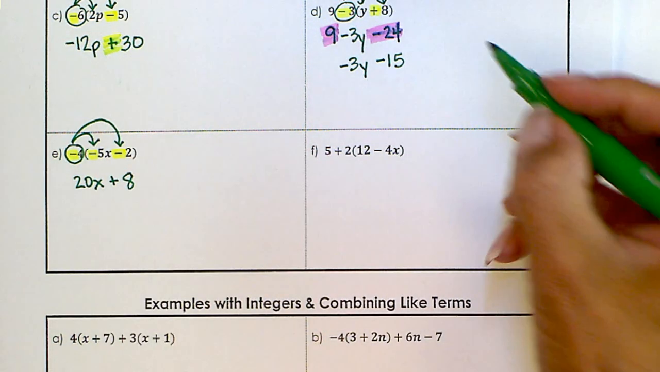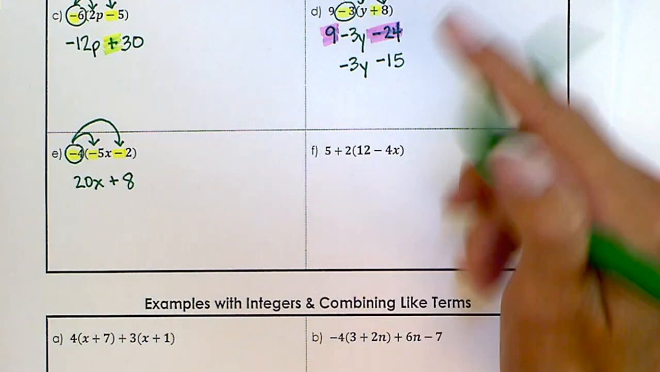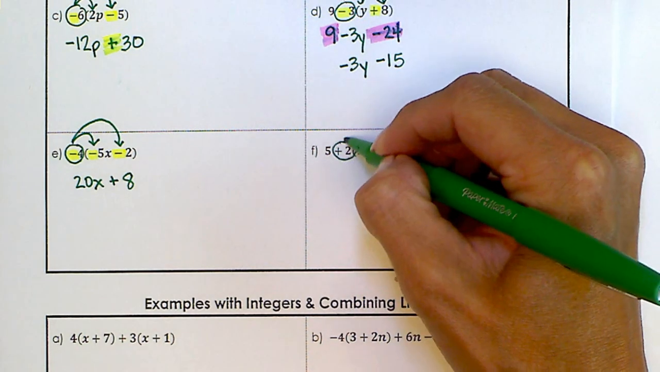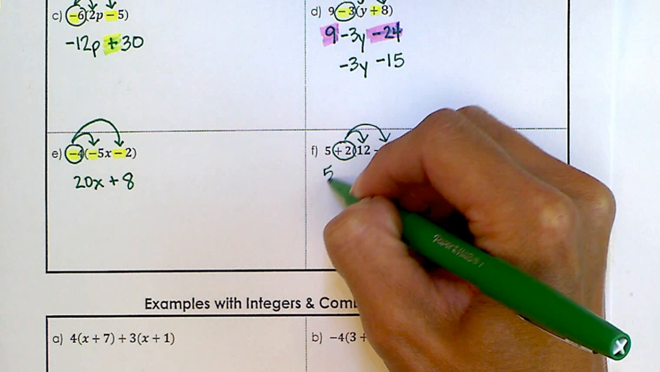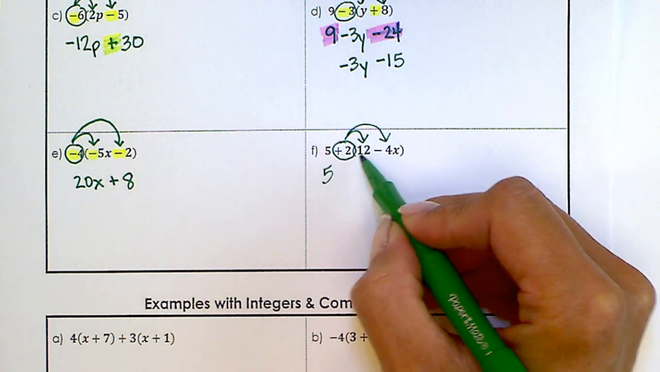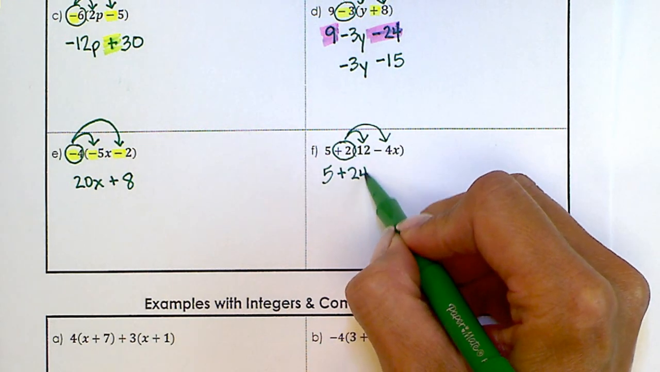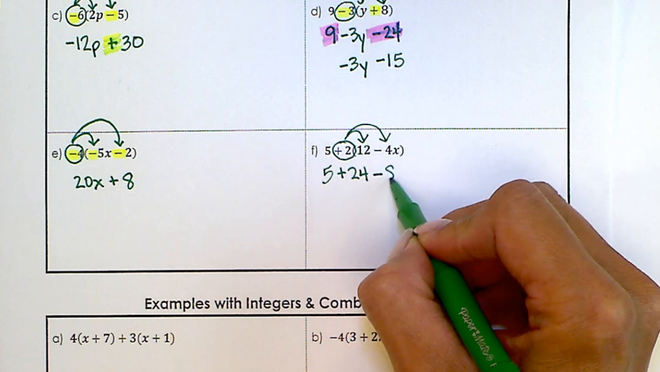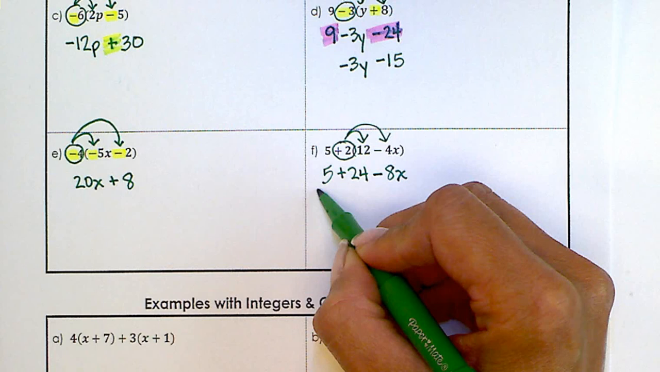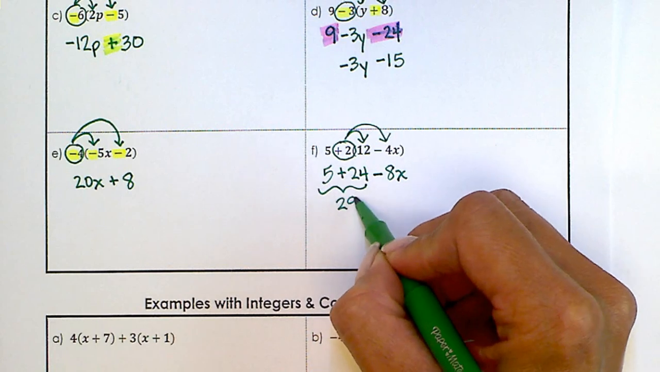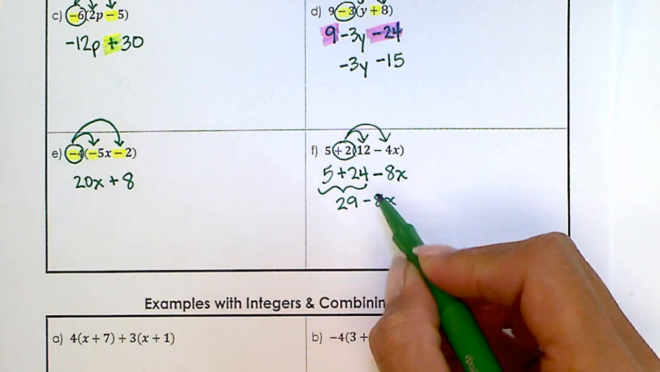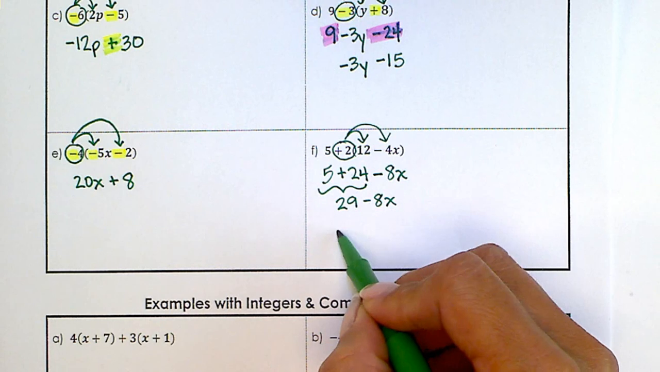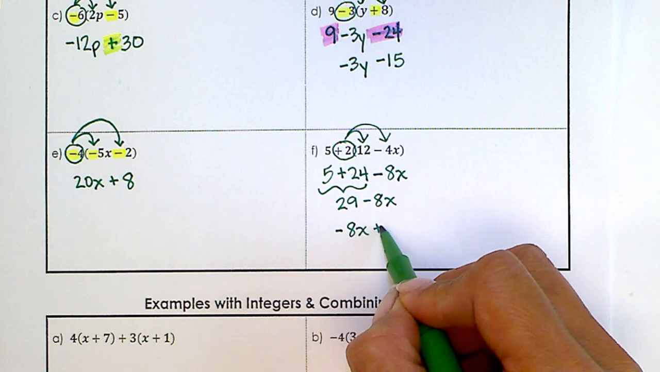Last but not least, do not make this a 7. You do need to distribute the 2 first. So leave the 5 here, and +2 times 12 is +24. And a +2 times a -4 is a -8x. We can combine our like terms, so I get 29 minus 8x, but I prefer to put the variable in front, so I have -8x plus 29.